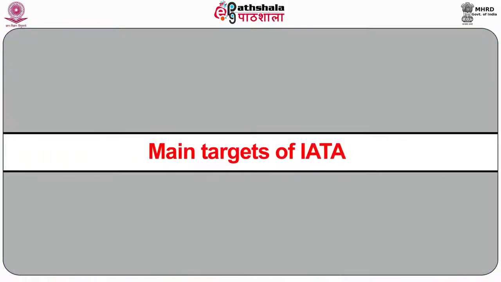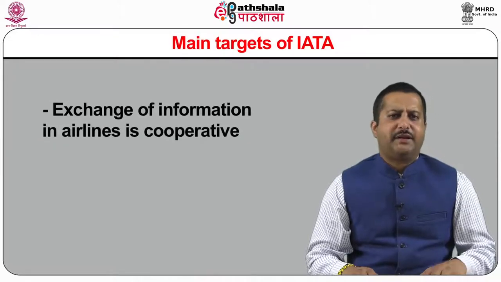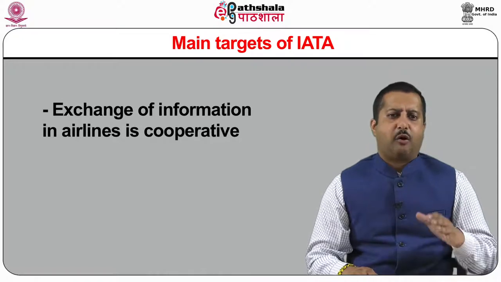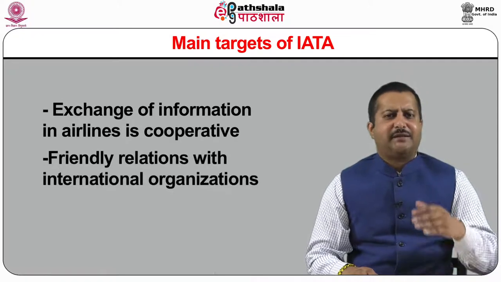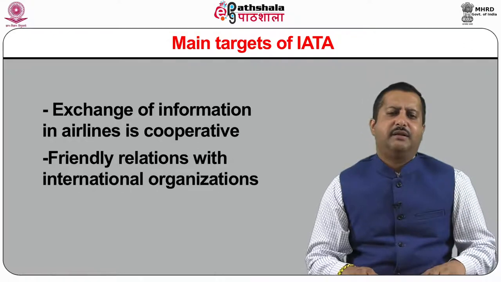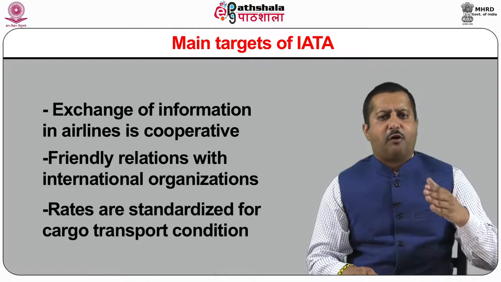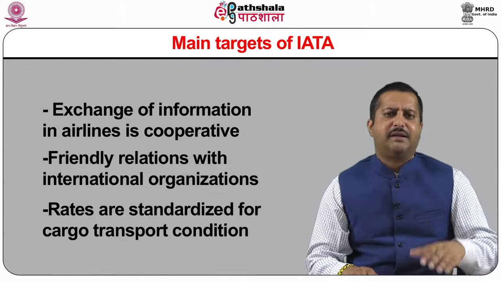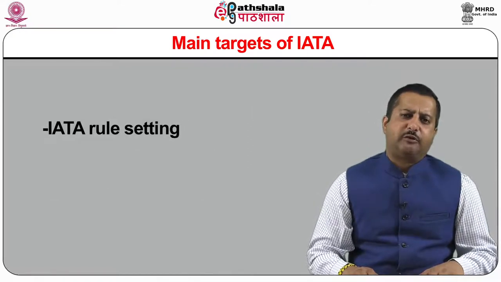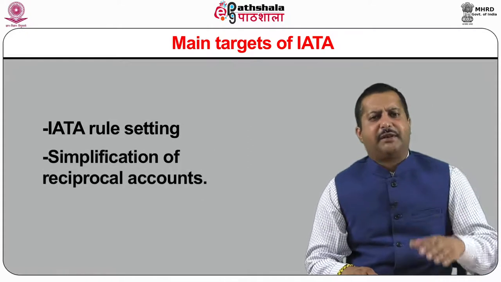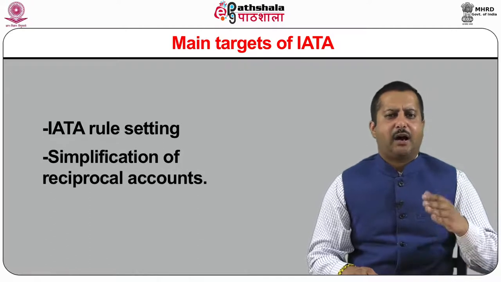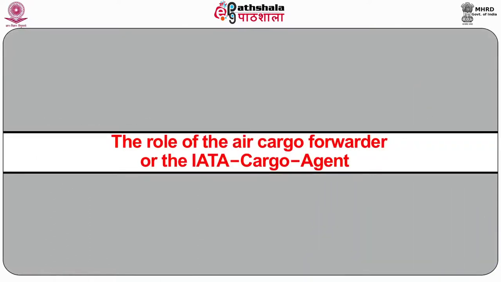The main targets of International Air Transport Association, that is IATA, are exchange of information in airlines is cooperative, friendly relations with international organizations, rate to be standardized for cargo transport condition, IATA rule setting to be followed, simplification of reciprocal accounts. Further, the role of the air cargo forwarder or the IATA cargo agent.